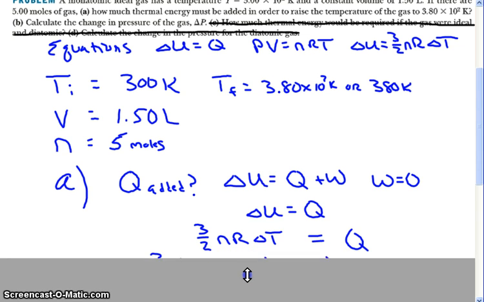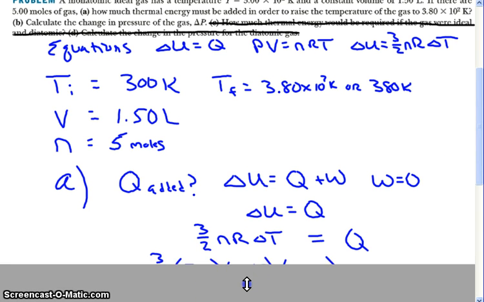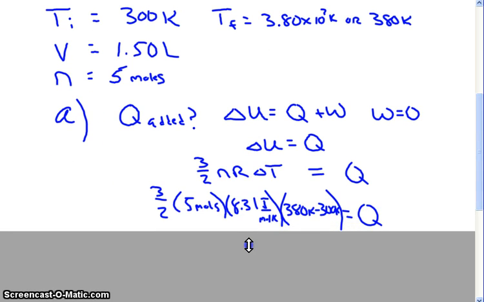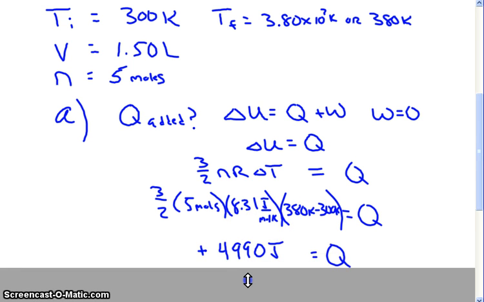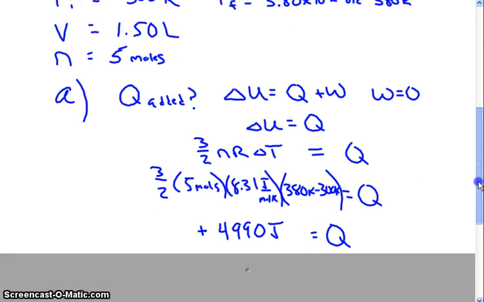simplifying our equation, and we know that delta U is equal to 3/2 nR delta T: number of moles times the gas constant times change in temperature. So putting in what we know and solving algebraically, we would get that, because Q is positive, we would have to add 4,990 joules of energy in order to get that temperature change in that cylinder.